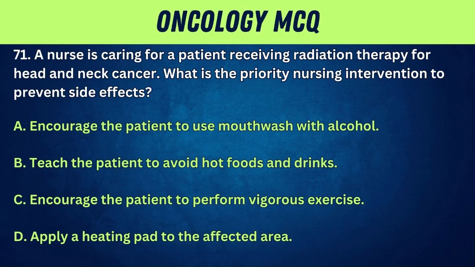71. A nurse is caring for a patient receiving radiation therapy for head and neck cancer. What is the priority nursing intervention to prevent side effects? A. Encourage the patient to use mouthwash with alcohol. B. Teach the patient to avoid hot foods and drinks. C. Encourage the patient to perform vigorous exercise. D. Apply a heating pad to the affected area.